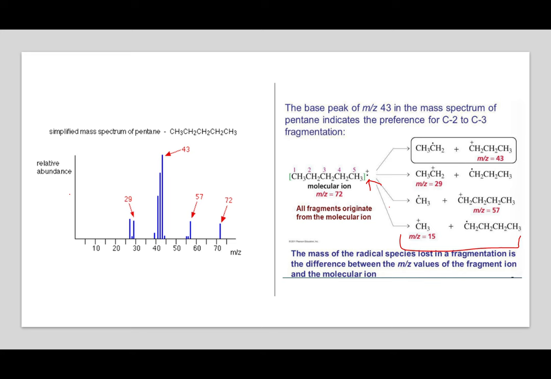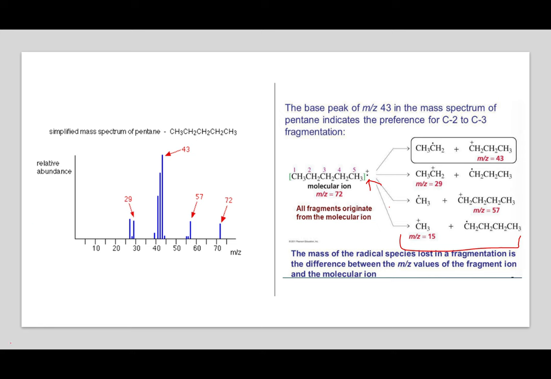So the mass of the radical species lost in fragmentation is the difference between the mass-to-charge values of the fragment ion and the molecular ion itself. All right, so I'm just going to have you guys have a look at this. Relate the information to the fragments being formed and what is being present on the graph, and then you can ask some questions while you're looking at it. All right, go ahead, Joel.